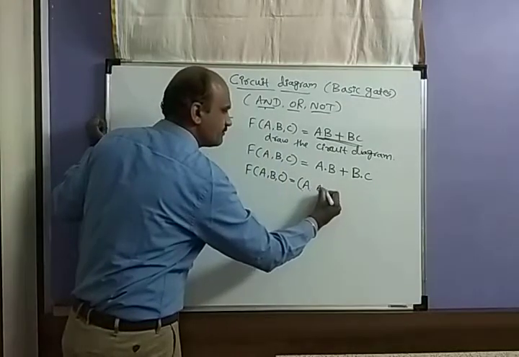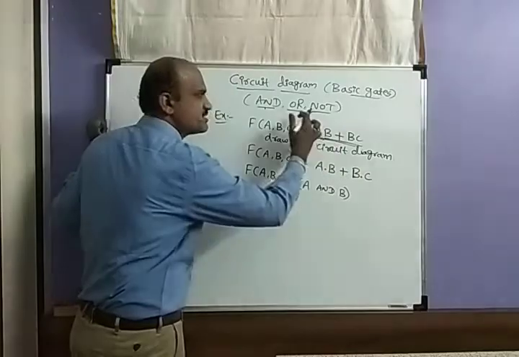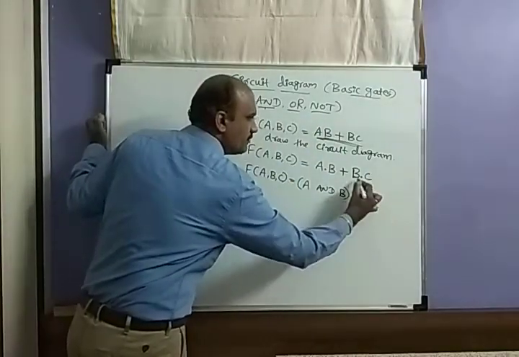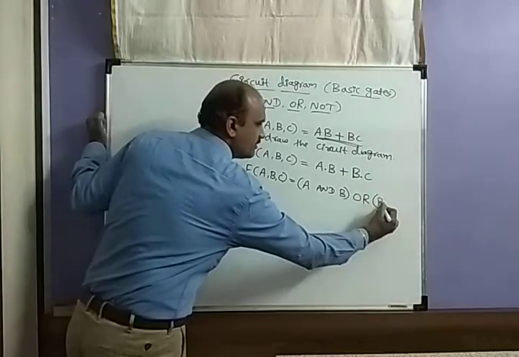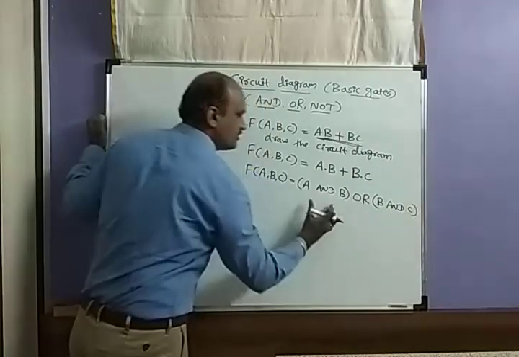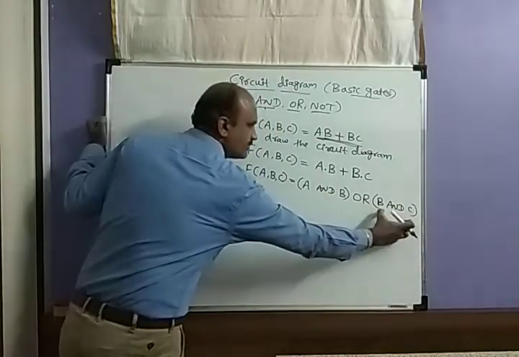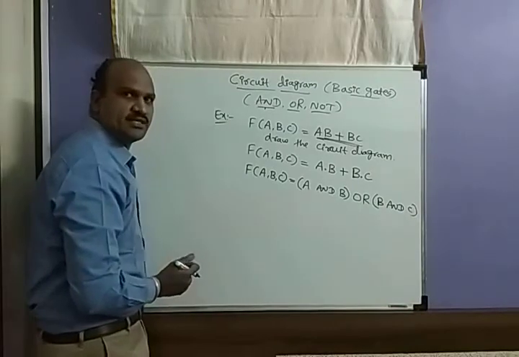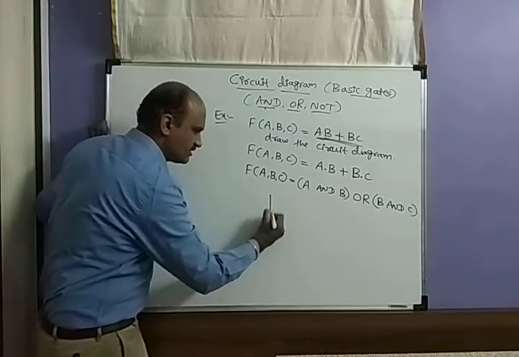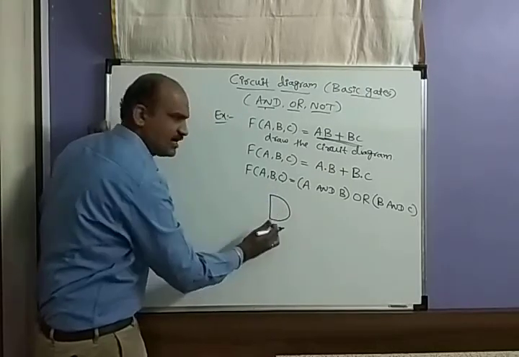So A AND B. Next, plus means you are using the OR gate. So OR, B and C. This is the A and B gate, in between the OR gate, then again the B and C gate. So this is how to draw the circuit diagram. First, A and B go into an AND gate.